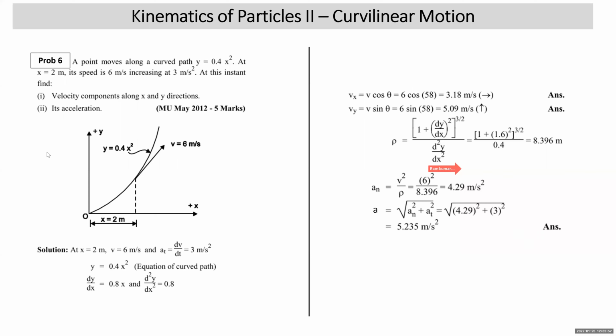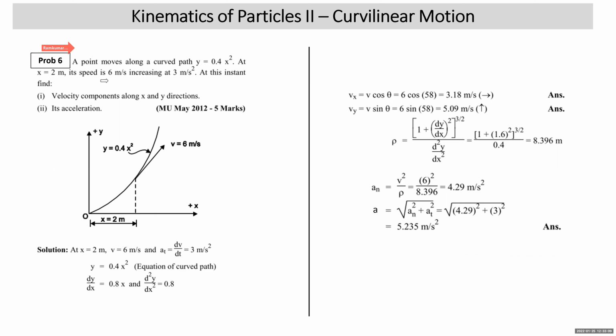One more problem on identical concepts. Problem number 6. A point moves along the curved path. Again, the equation of the path is given: y is equal to 0.4x squared. At x equal to 2 meter, its speed is 6 meter per second.